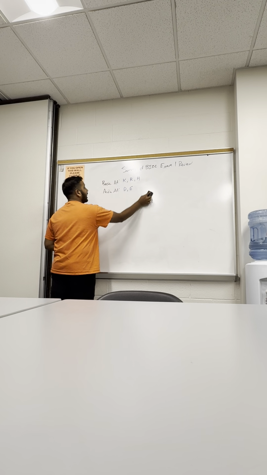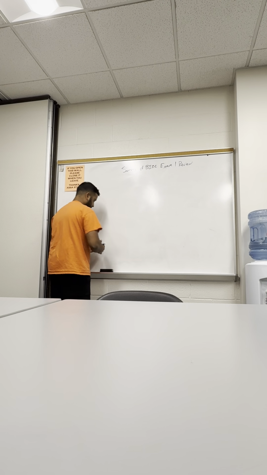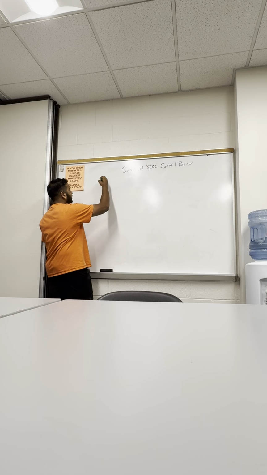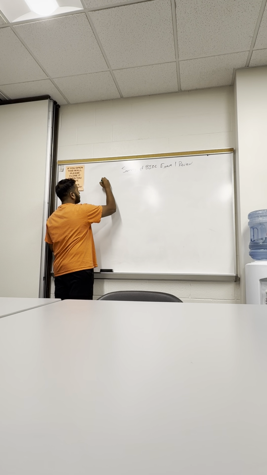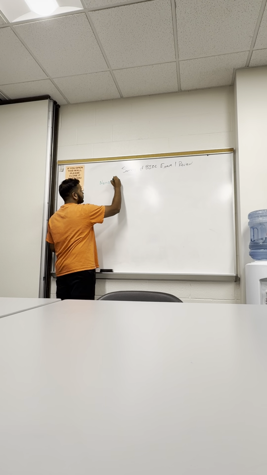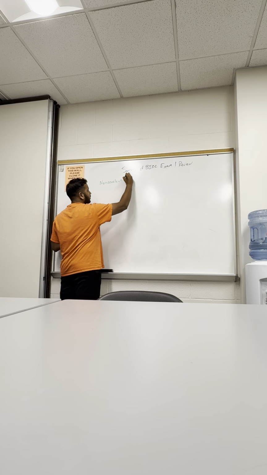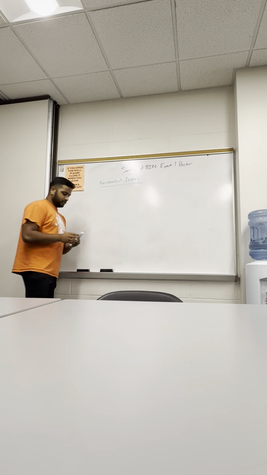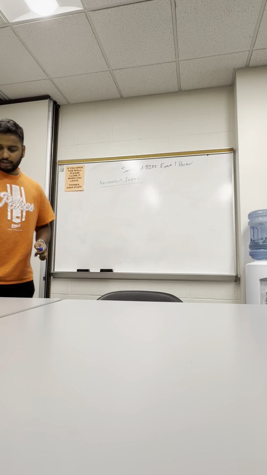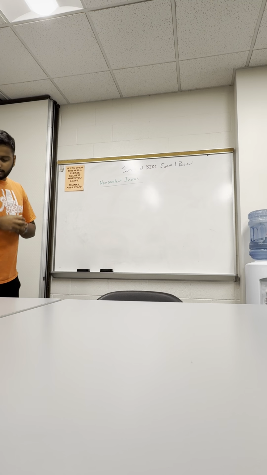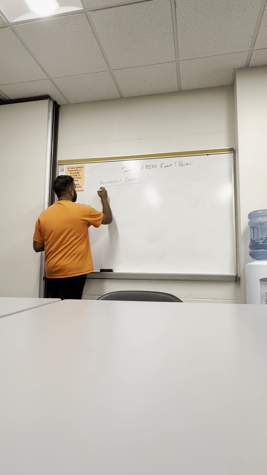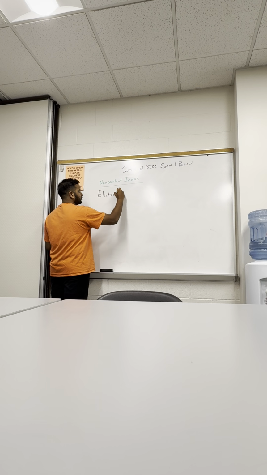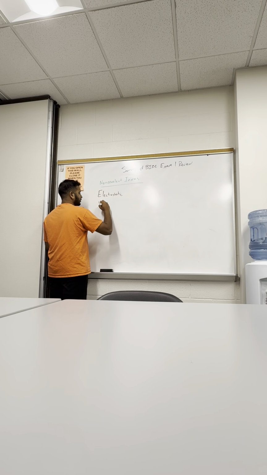Okay, now let's talk about our interactions. Let's talk about the non-covalent interactions we need to know. So what are the 4 non-covalent interactions that we will be tested on? Electrostatic. Yes, electrostatic is one. Van der Waals. Yes. Hydrogen, and hydrophobic. Awesome.